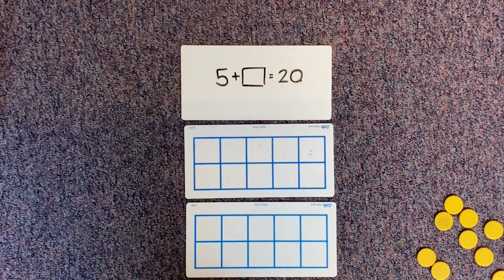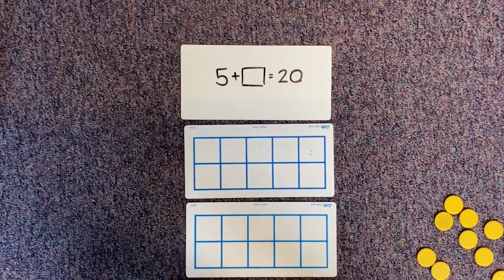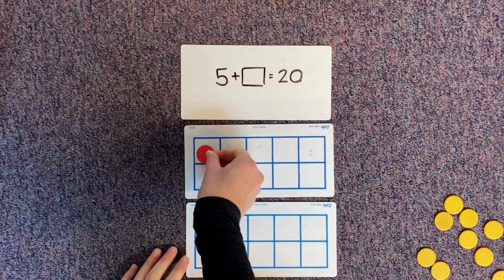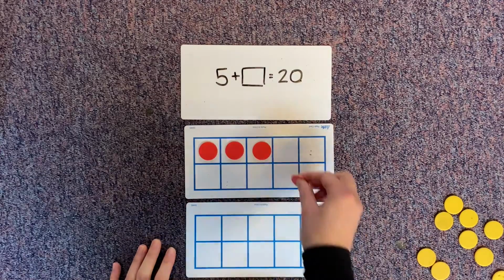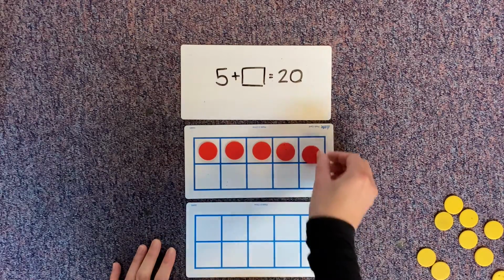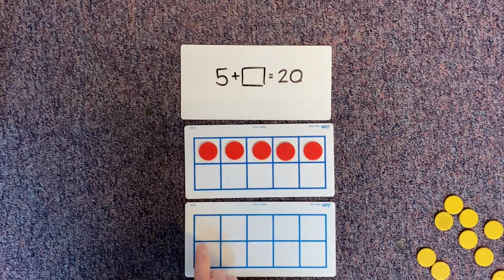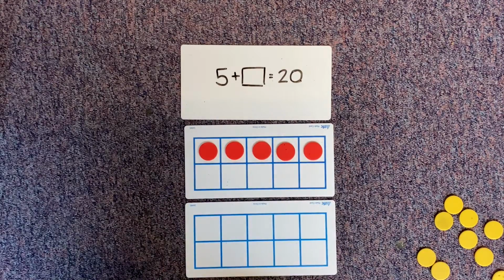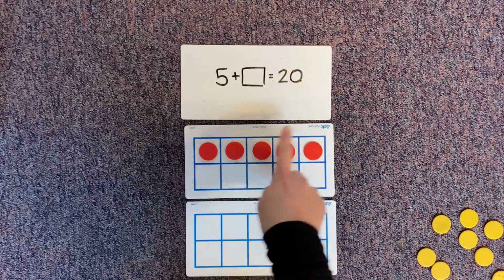Now what do we know? We know that we have 5 to start with. So I'm going to get 5 counters and I'm going to put them in the 10 frames. 1, 2, 3, 4, 5. And we want to figure out how many more to get to 20. So we have to fill in all of the other empty squares until they're all filled up because we want 20 counters altogether. I'm going to use the yellow side of my counters just to make it a bit easier to see. So I've got 5 here.